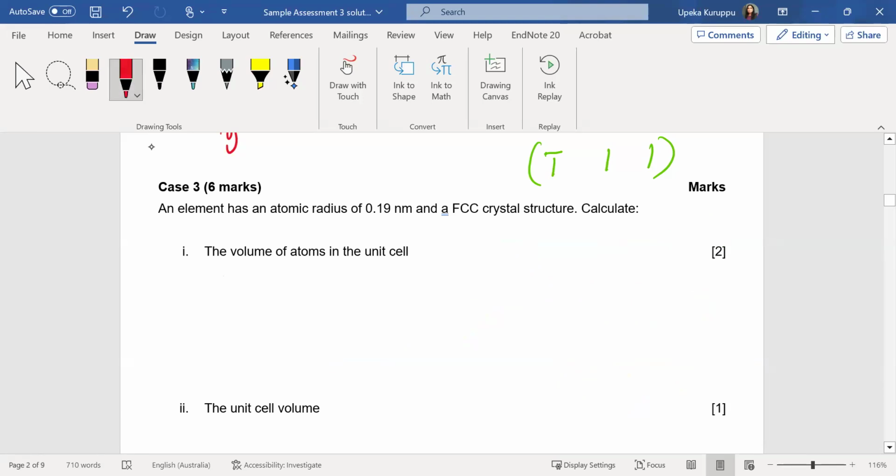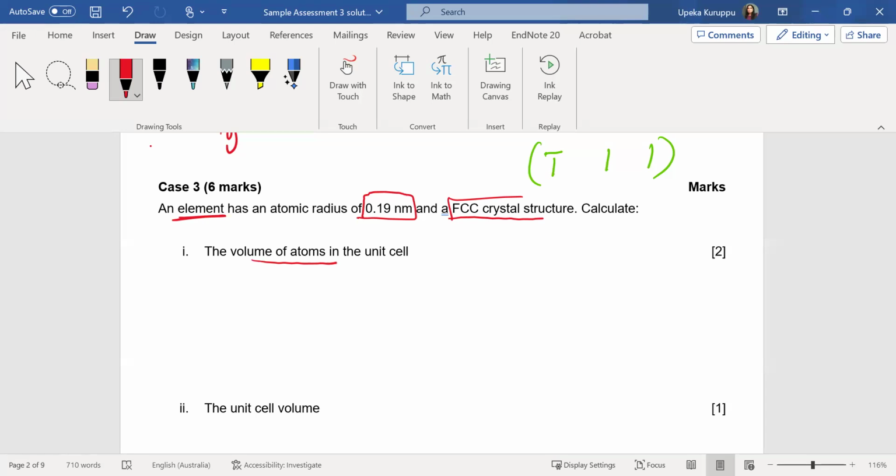An element has an atomic radius of this. This is the atomic radius. In most of the questions, the element will be given to you, whether it is magnesium, sodium, or whatever, because it is asking you to find the density here. So you need to know the element. They are saying it is FCC. What do we mean by FCC? Face-centered cube, and they're asking you to calculate the volume of atoms in the unit cell.